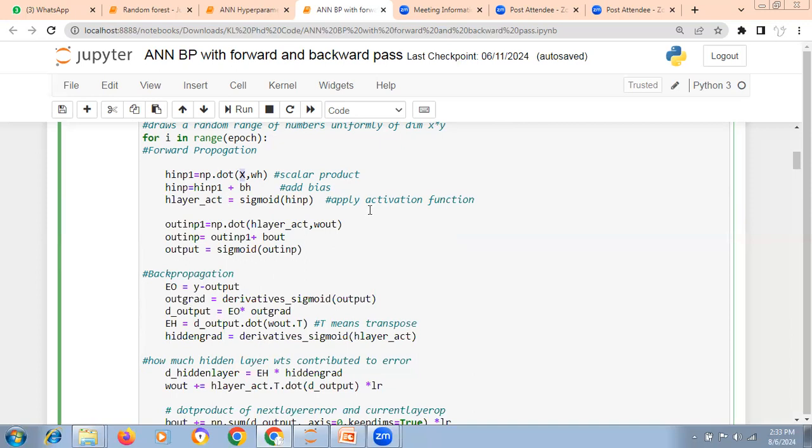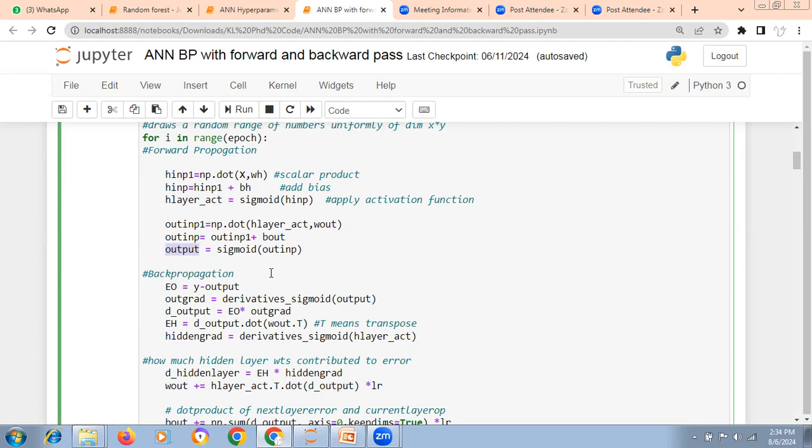Now I want the final output also. Again, that output will act as an input to me and that should be multiplied with the weight W out, add bias, apply the activation function and we will get your final predicted output. Okay. That is the output that I have obtained with one forward pass.